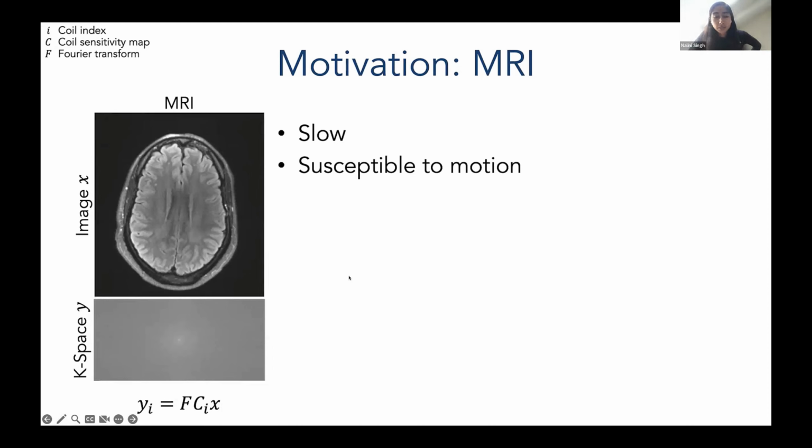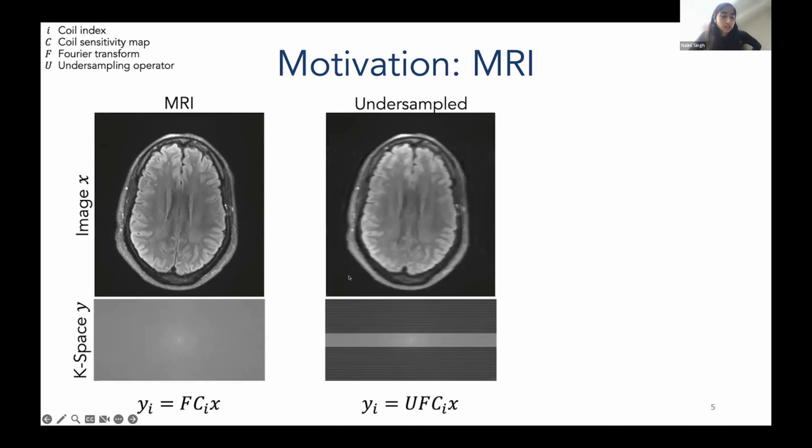So one way to speed up the scan to avoid these artifacts is to just acquire fewer measurements. In practice, it takes some amount of time to acquire each line of measurements in the K-space, which I've shown on the slide. And so if you want to make the scan faster, you can just acquire fewer lines in K-space. I've shown that here on the slide, and we've denoted it with this undersampling operator U. And you can think of U as just this selector matrix, which describes which points you are and aren't acquiring in K-space. And so, of course, if you do this, you have a much faster scan.